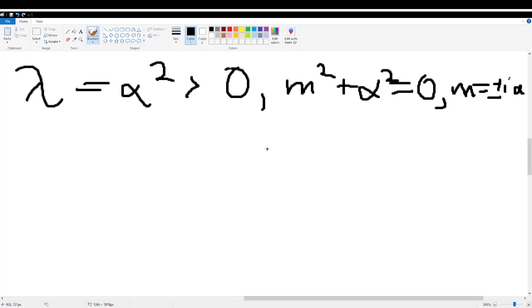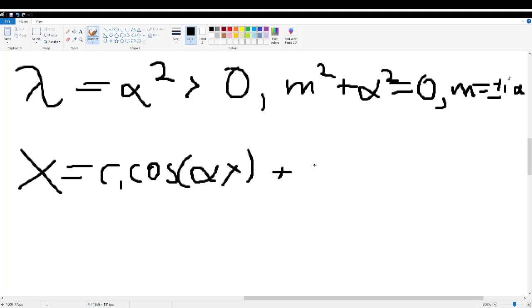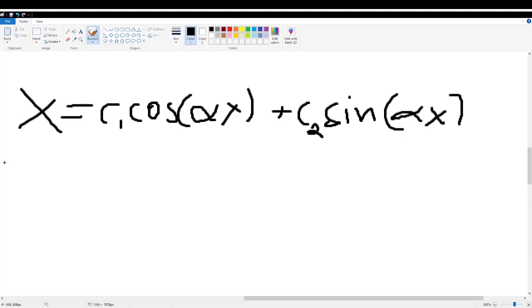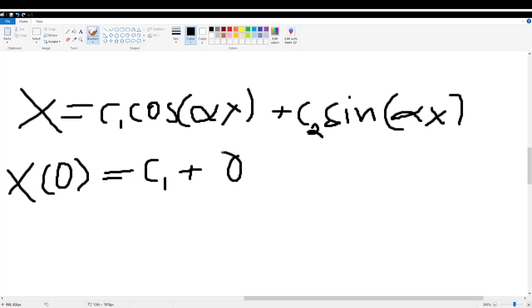But I have good news. I have good news from the future. It does, but stay with me here. So what are our solutions going to look like? Well, if you recall, our solutions are going to look like C1 cosine of alpha x plus C2 sine, now these are regular sine, not sinh, cosh, of alpha x. Speed round, let's plug in x of 0. What are we going to get? It's going to be C1, because cos of 0 is 1, plus 0. So that means C1 is equal to 0. This is not good yet if C2 is 0, but let's have hope, right?